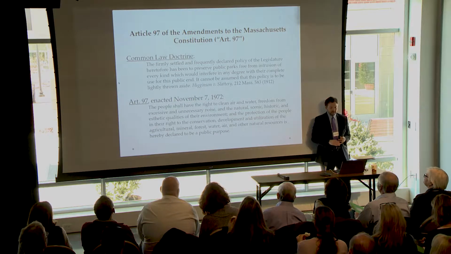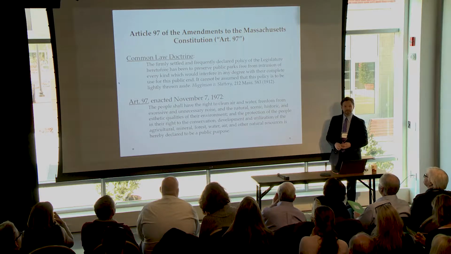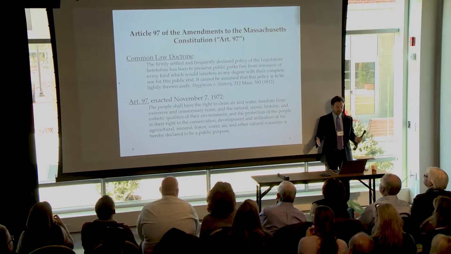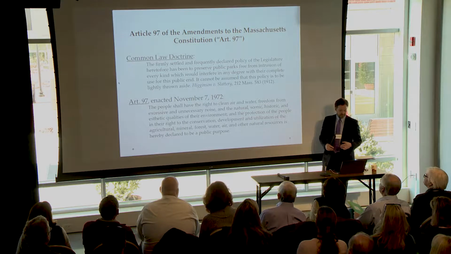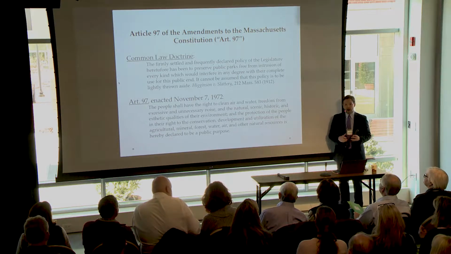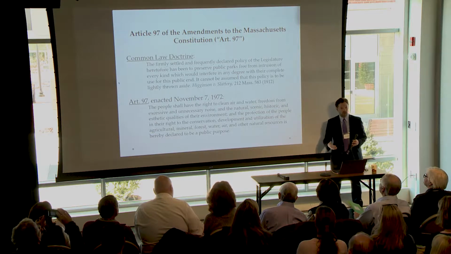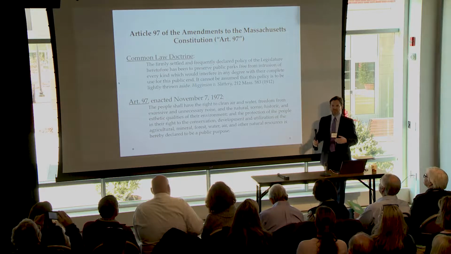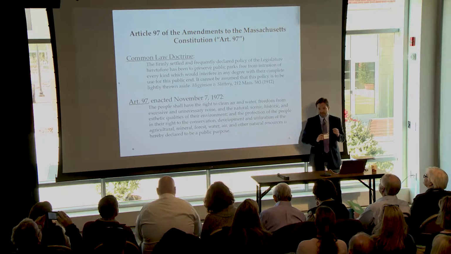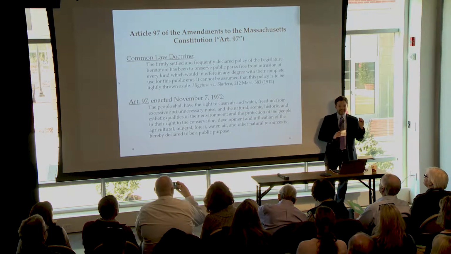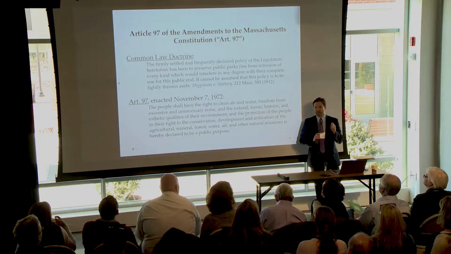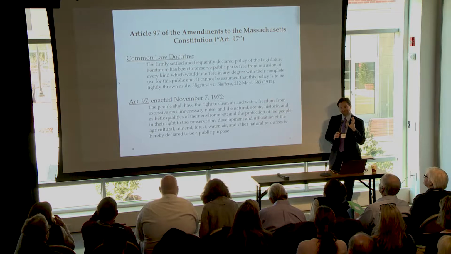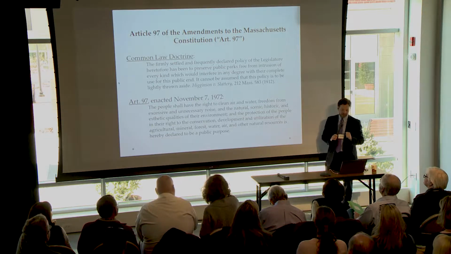So Article 97, what is it? It's an amendment to the Commonwealth's Constitution. What it does is essentially codify a common law doctrine known as the public trust doctrine, which essentially says that the sovereign holds land with various natural resource purposes or values for the public in a trust.